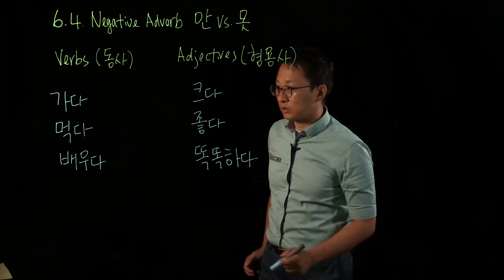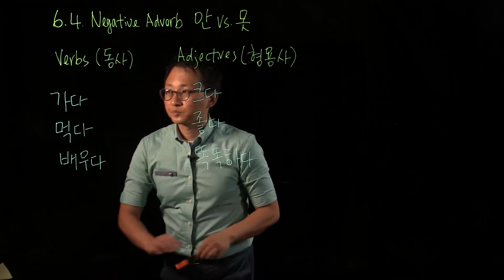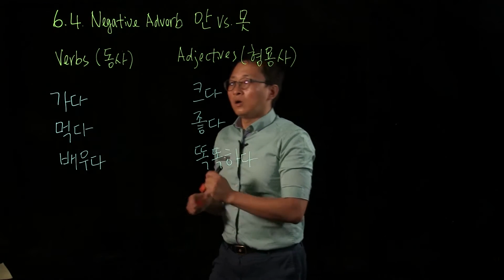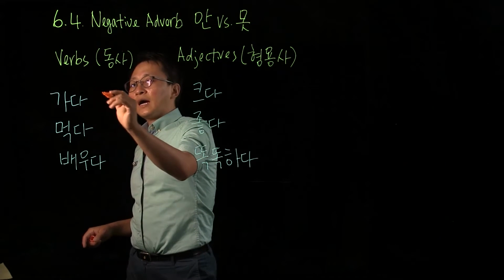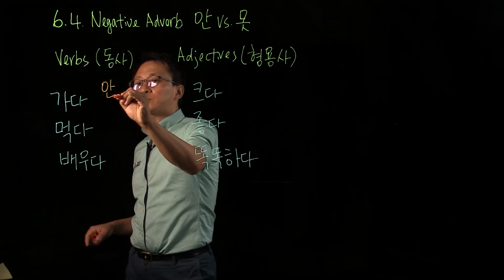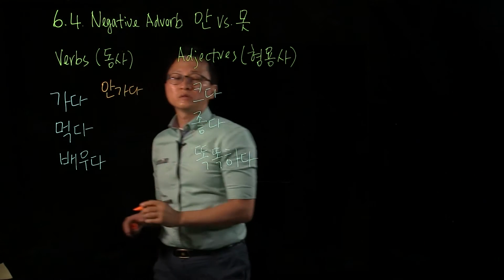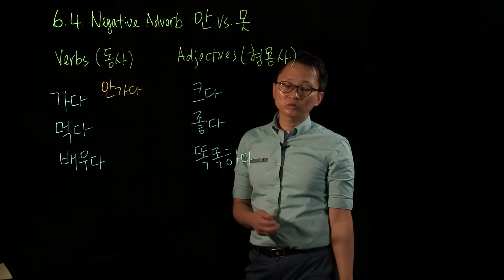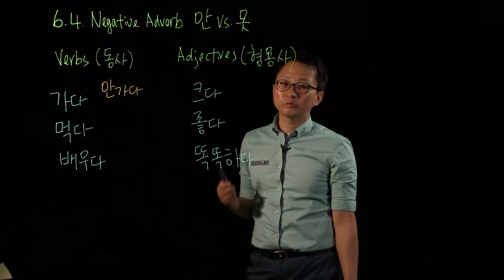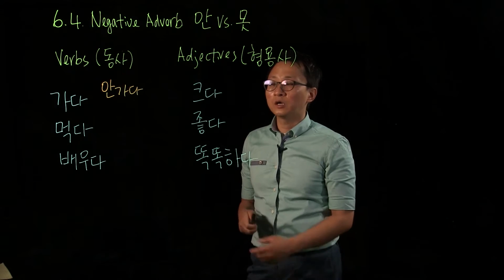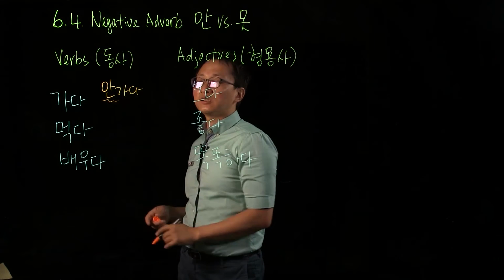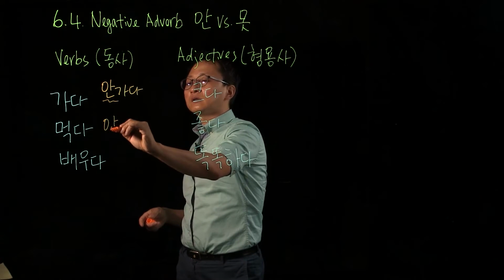뭐 이렇게 하는 거야. 그래서 가다 그러면은 I do not go, I did not go. It's very simple. Just put 안 그러면 돼요. 그래서 안 가다 그러면은 저는 학교에 안 가요. I don't go to school. I didn't go to school. 저는 학교에 안 갔어요. We already know the past form, right? So yeah, just put 안. Yeah, it's enough.